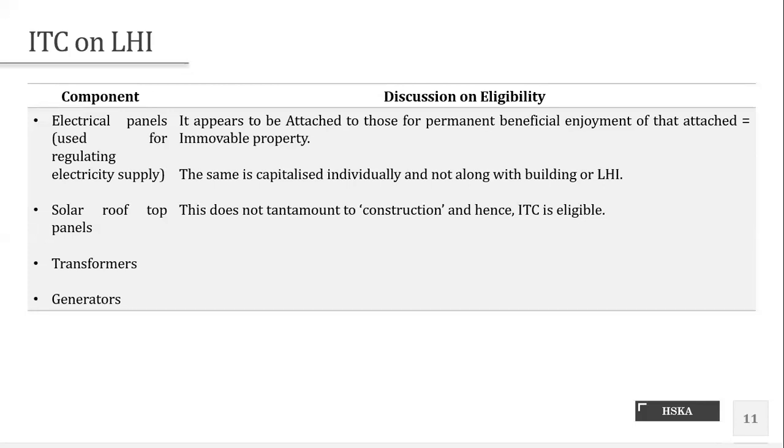Sure, sir. So the next element was the electrical panels. These electrical panels are, as I understand, used for regulating the electricity supply. Again, these are completely movable. They are not fixed onto the building. There are solar rooftops, which are used for generating electricity, transformers and generators. Now, these are again attached with the building for my beneficial enjoyment. Now, again, I believe these are essential for complete construction. If I can remove solar rooftop, the other three are essential for making a fully functional building. Hence, ITC would be not eligible.